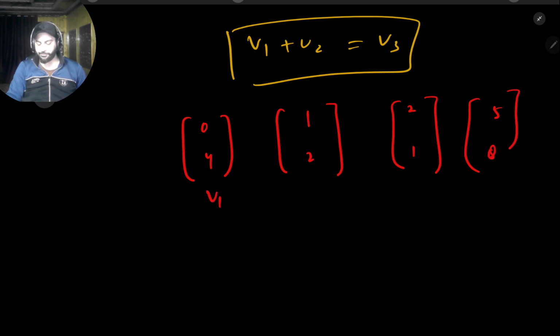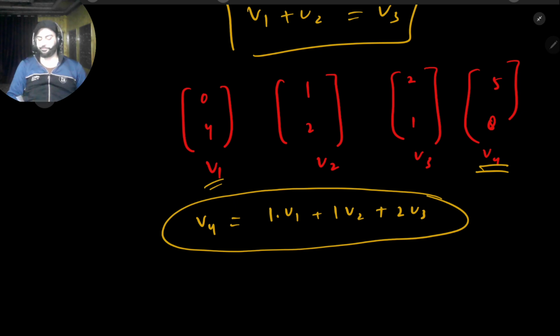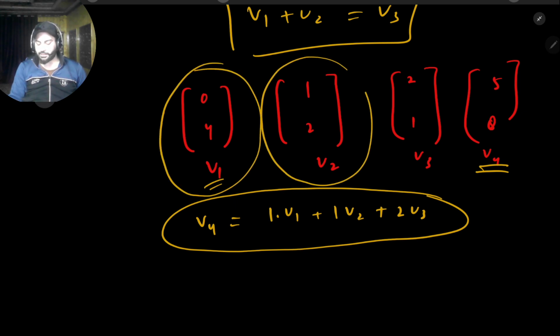This is v1, this is v2, this is v3, and this is v4. If you see this v4, I can write it like this: 1 times v1 plus 1 times v2 plus 2 times v3. This will give me v4. I am taking 1 time of this vector, 1 time of this vector, and 2 times this vector.